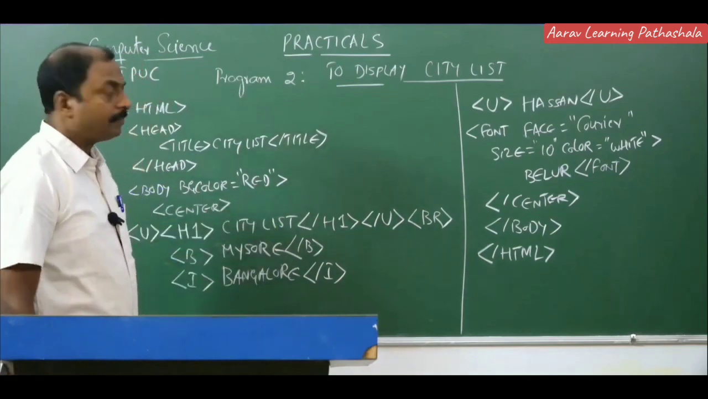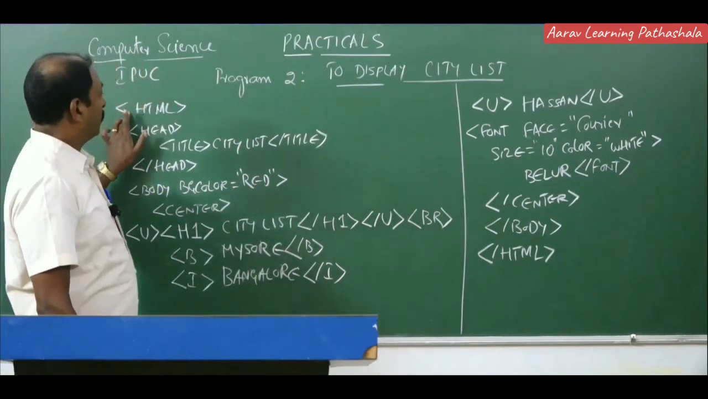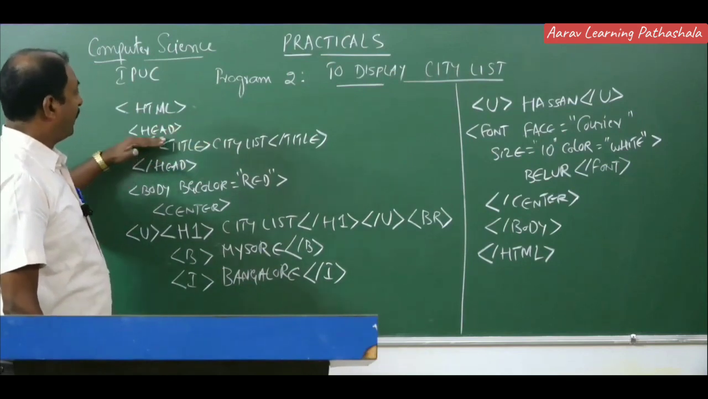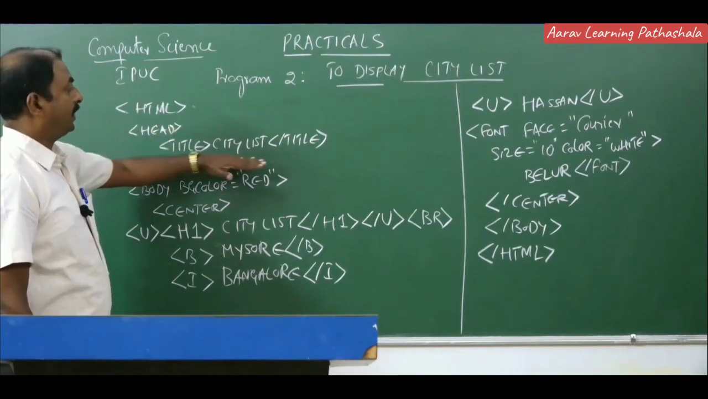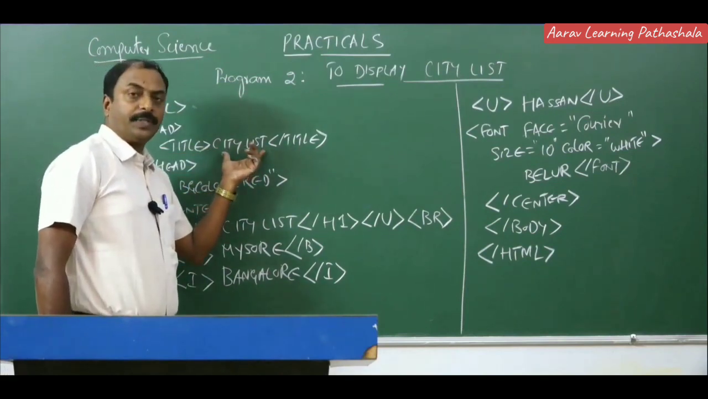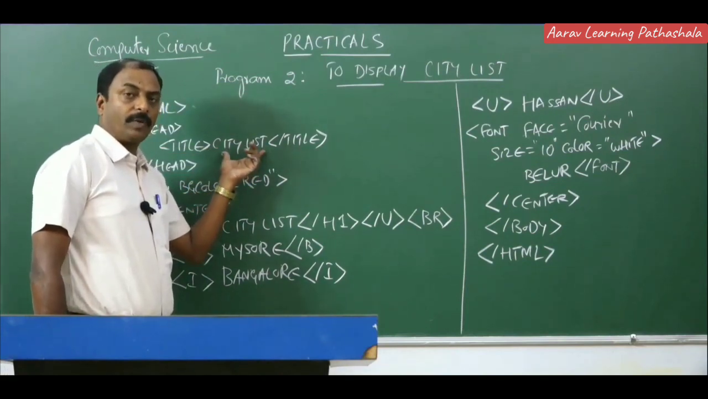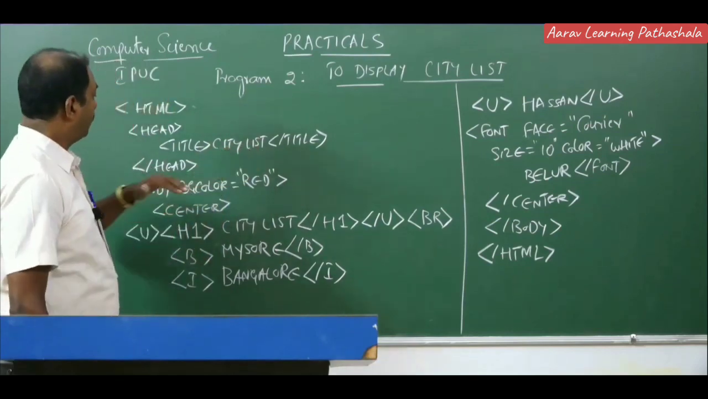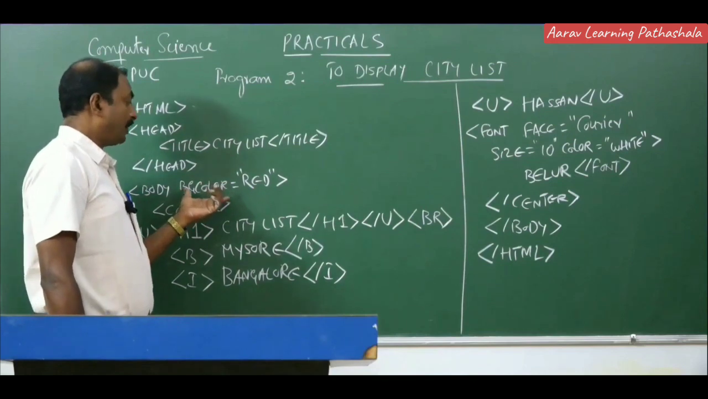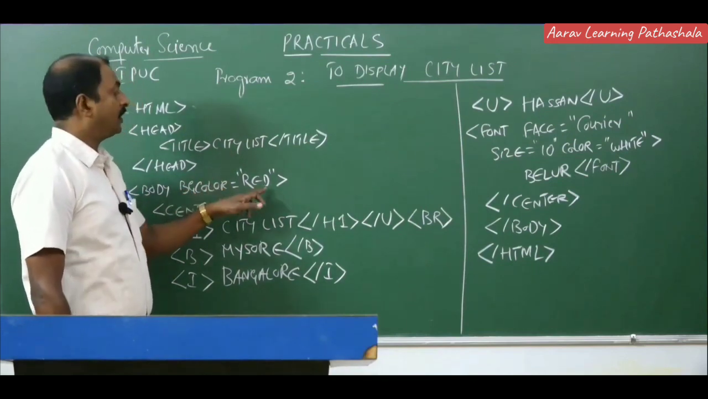Let me explain once again. The HTML program starts with HTML, followed by the head tag, and the title here is city list. This city list is a title and it will appear in the title bar of your web browser window. Then after that, we start with body. Here we are making use of the BGCOLOR attribute. It is red.